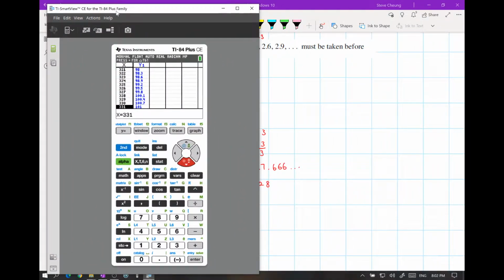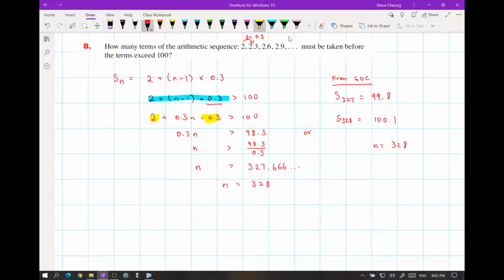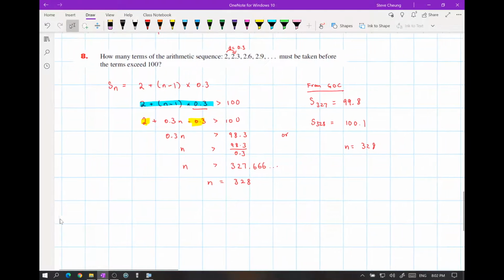So anyway, on the GDC, I have the first 327th term to be just below 100, with the next additional term to go past it. So therefore, n is 328. So this is from GDC. Put it away for now. And on to the next question.